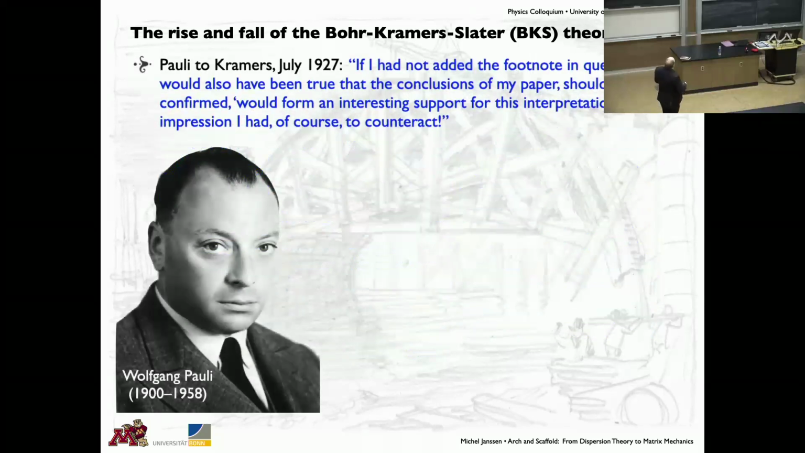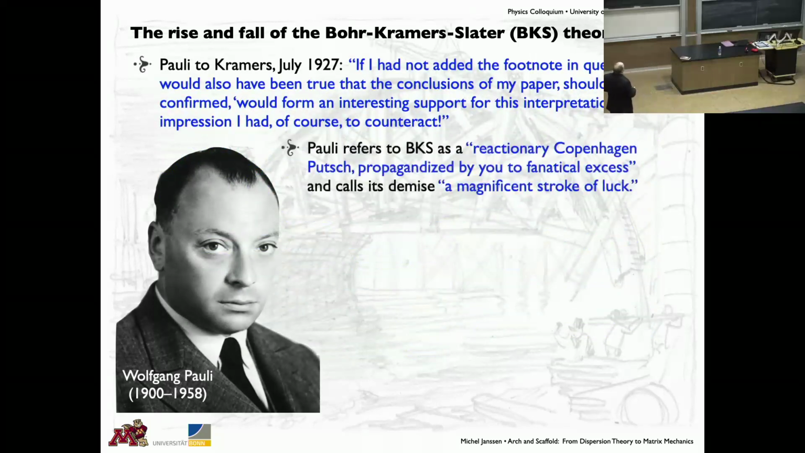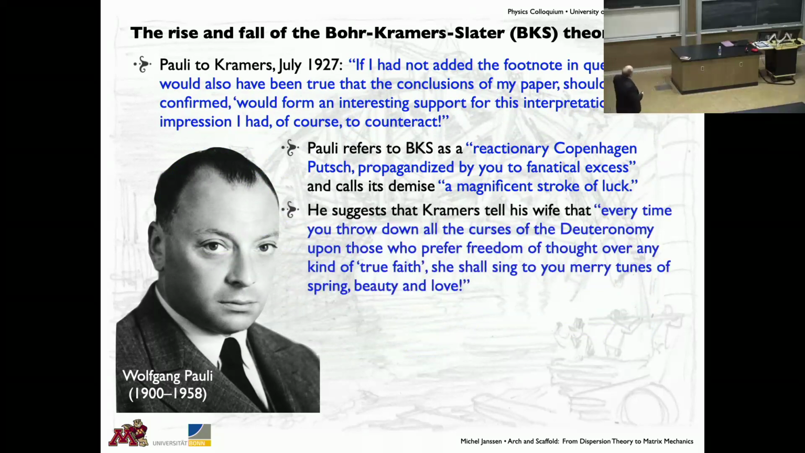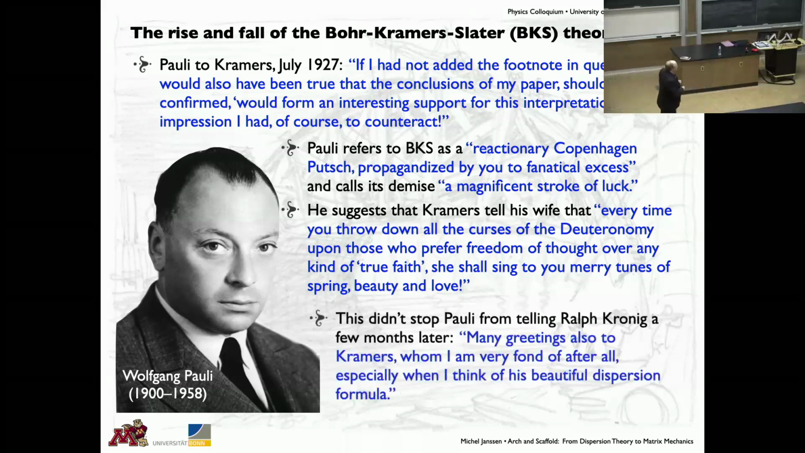This letter is actually pretty nasty. So he goes on to berate Kramers, calling the BKS theory a reactionary Copenhagen putsch, propagandized by you to fanatical excess. And it's a magnificent stroke of luck that it's now come down, right? And for good measure, he says to Kramers, you should tell your wife, every time you throw down all the curses of Deuteronomy upon those who prefer freedom of thought over any kind of true faith, she shall sing to you merry tunes of spring, beauty, and love. Now, clearly, Pauli understands the difference between BKS and the Kramers formula, because a few months later he wrote to Ralph Kronig, many greetings to Kramers, whom I'm very fond of after all, especially when I think of his beautiful dispersion formula.